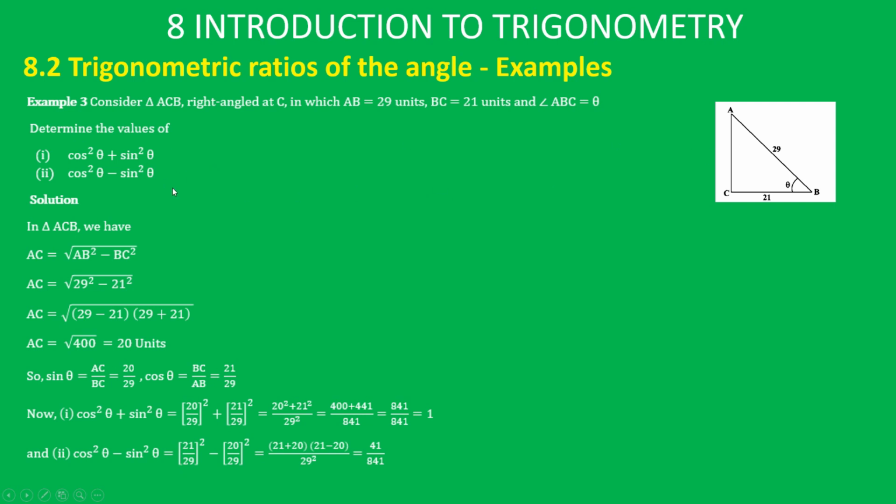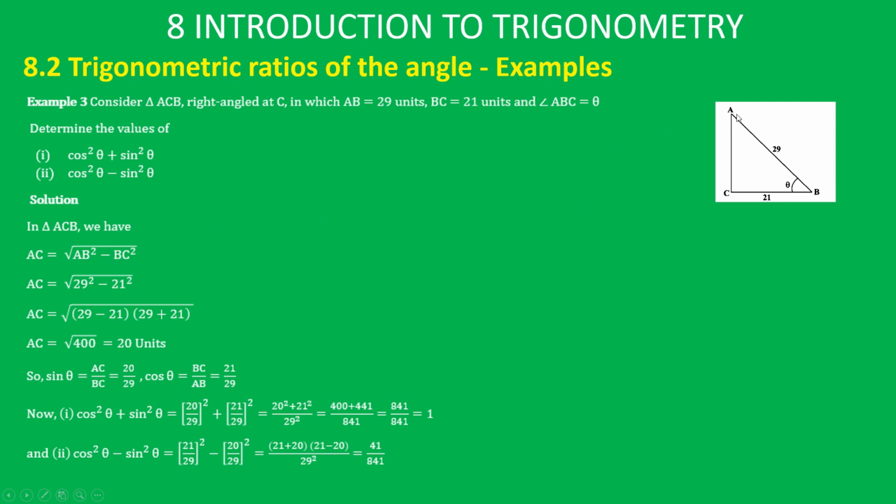Now it is asking that determine the values of cos square theta plus sin square theta and cos square theta minus sin square theta. To proceed further, what we require? We need to know cos theta, we need to know sin theta. To calculate sin theta, we require the opposite side to theta. AC we don't know. How we can calculate AC? We can use Pythagoras theorem.